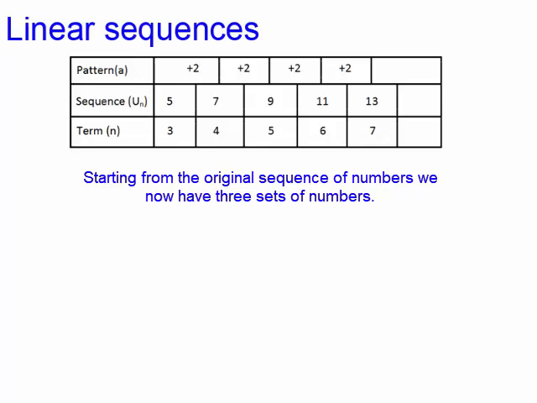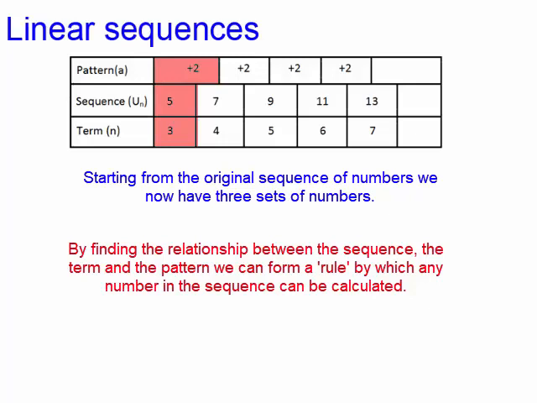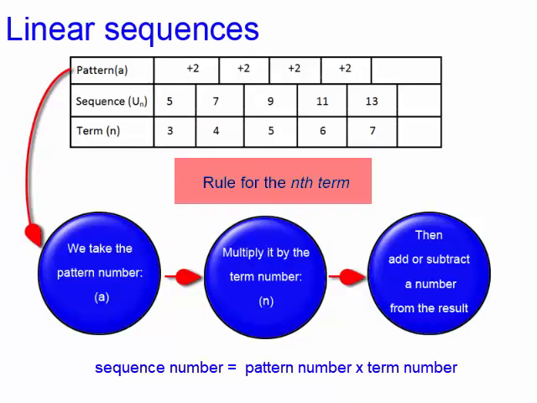So starting from the point of having a single sequence of numbers, we now have three sets of numbers: the sequence itself, the terms, and the patterns. From the relationship between these three sets of numbers, we can form what is known as a rule, by which any number in the sequence can be calculated. And this rule is called the nth term.